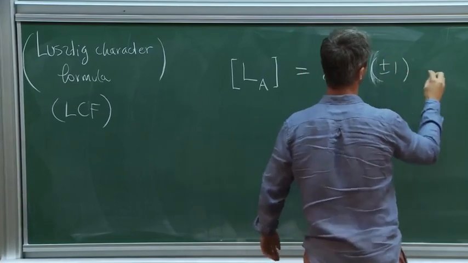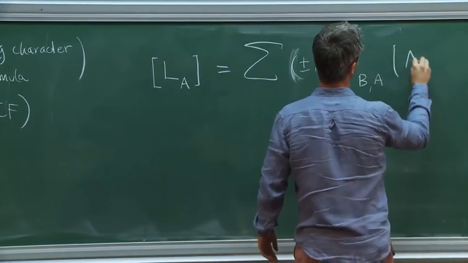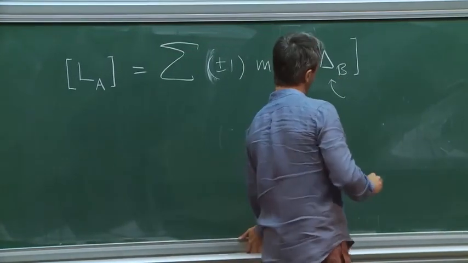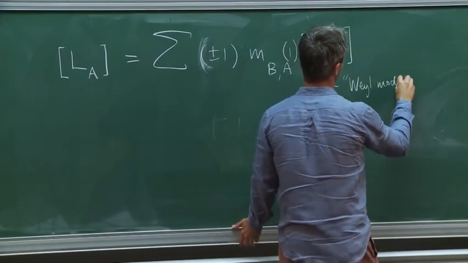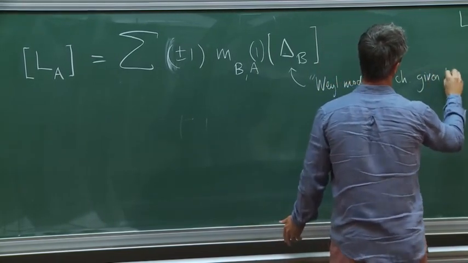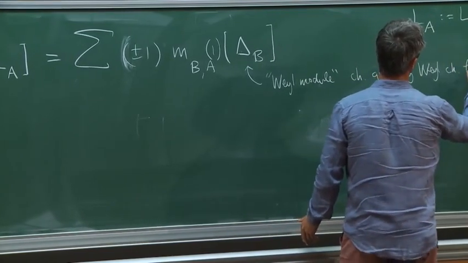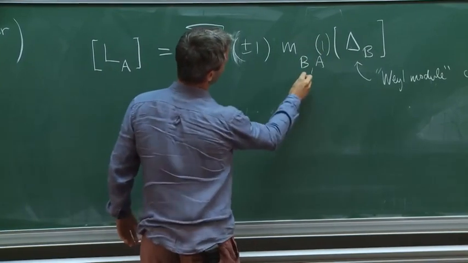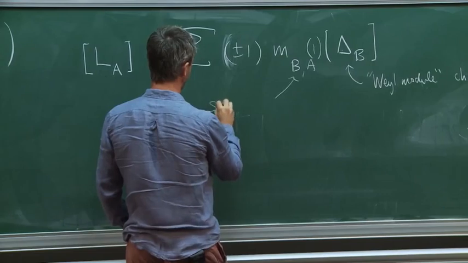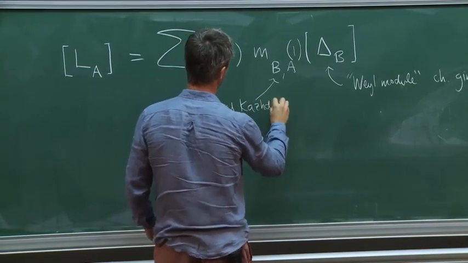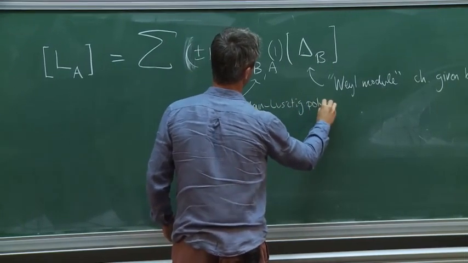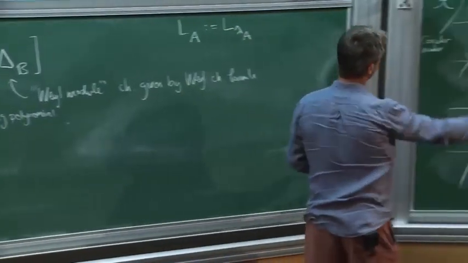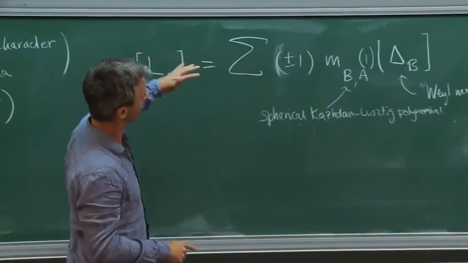and there's a sign that I won't go into, M_B^A delta_B. And so this is a so-called Weyl module with character given by Weyl character formula. This is what we would like to understand if we're interested in this question. And then this is a so-called spherical Kazhdan-Lusztig polynomial. So this is some polynomial that's defined entirely in a combinatorial way, starting from this picture. And we take its value at 1, and this is the conjectured expression.